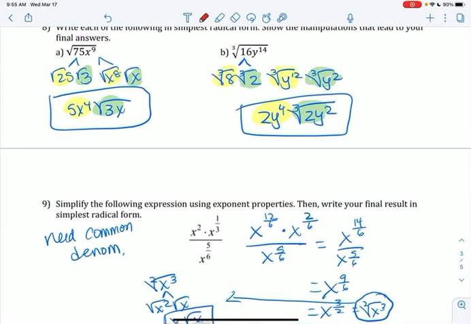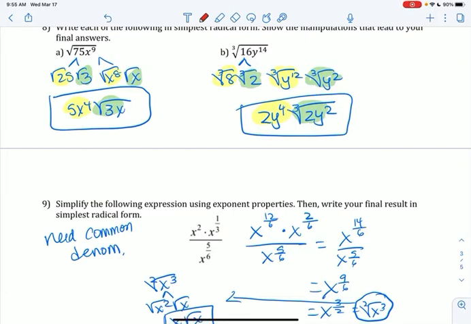Cube root, same idea, but the cube root of 16 breaks down to the cube root of 8 and the cube root of 2. And the cube root of y to the 14th, I want the highest exponent that's a multiple of 3. So that's going to be y to the 12th, and I'm left with y squared.